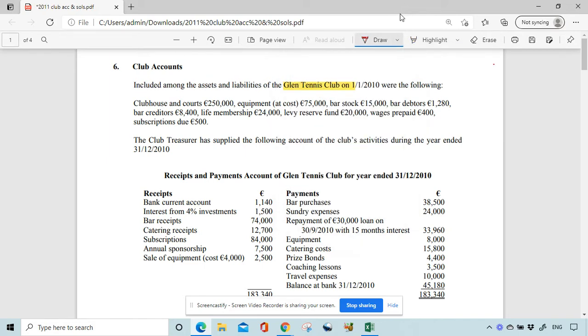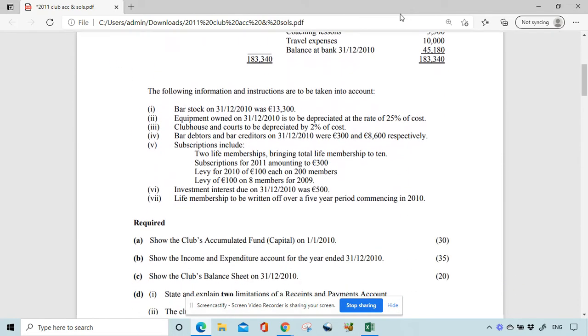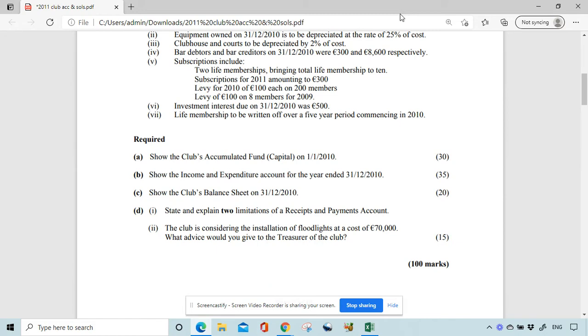So, just going to go to the bottom of the question first of all. What we're being asked for? We're being asked for the club's accumulated fund on the 1st of January. That's worth 30 marks. We're being asked for an income and expenditure account for the year 2010, and for the balance sheet at the end of 2010. Then there's a bit of theory for 15 marks. Very important, you do not miss out that theory.